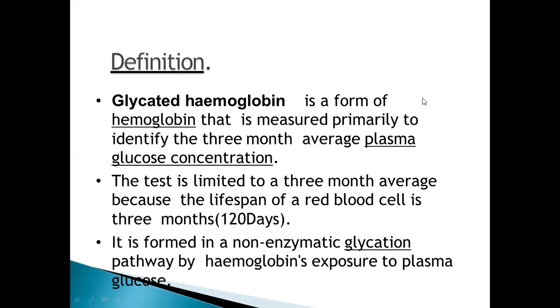So glycated hemoglobin is a form of hemoglobin that is measured primarily to identify the 3 to 4-month average plasma glucose concentration. Nowadays we also call it a screening test of diabetes. HbA1c is also called a screening test. This will give you the mean blood glucose value of 3 to 4 months.